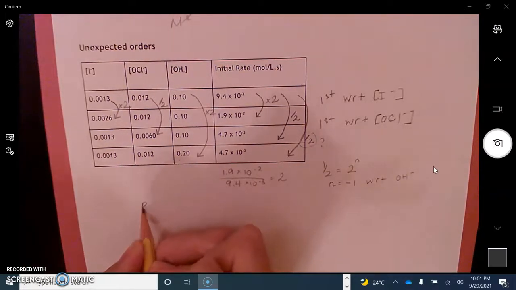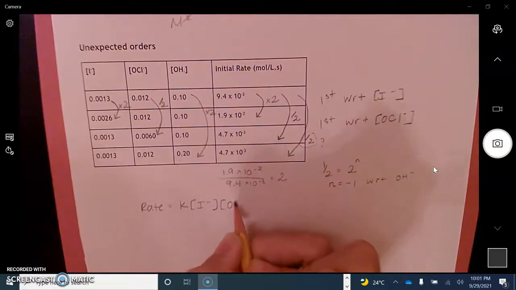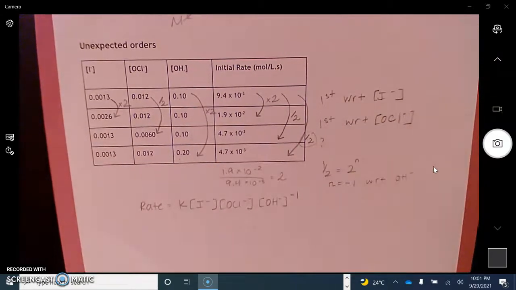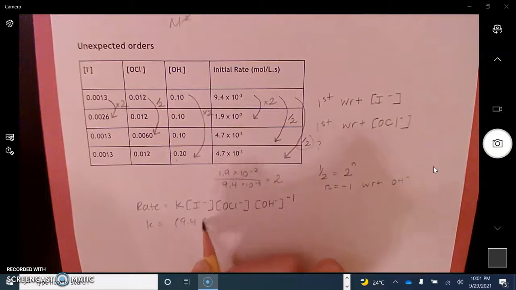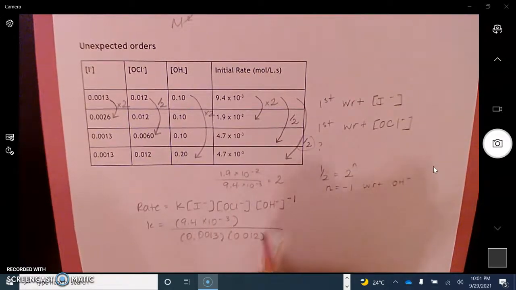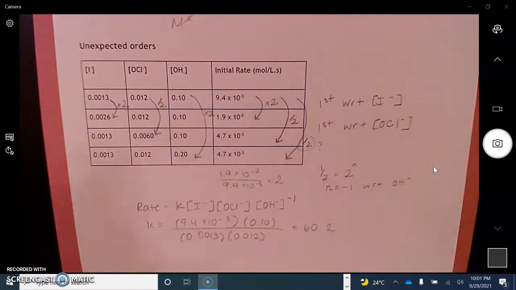So your rate law is K, I-, OCl-, and then OH- to the -1 power. And after that, it's all the same as what we've been doing. You could plug in data if you wanted to search for K. Divide by your concentrations. It's OH to the -1, so I could actually just put OH on top rather than divide. And I get 60.2 when I put that in my calculator. That's actually too many sig figs, isn't it? 60 dot. Sorry.